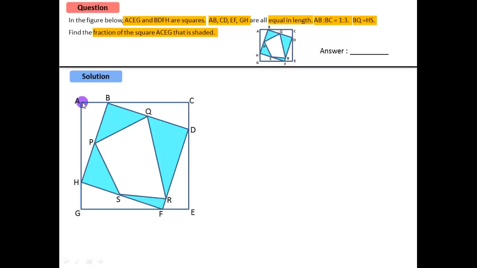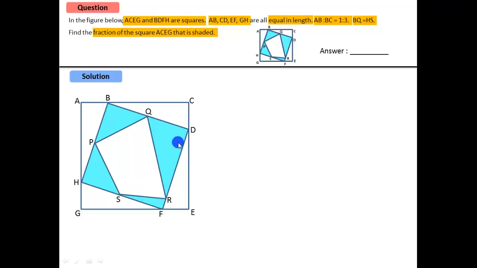In this question, we are given a square AECG. Inside this, there is another square BDFH, and inside this, there is an irregular polygon. We're supposed to find the area that is shaded now. This may be slightly confusing, so let's start off by finding the area of this inner square first.